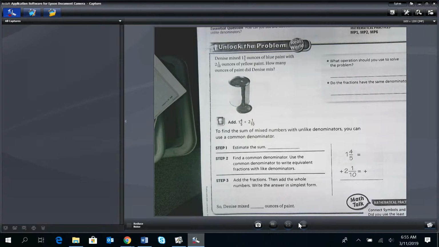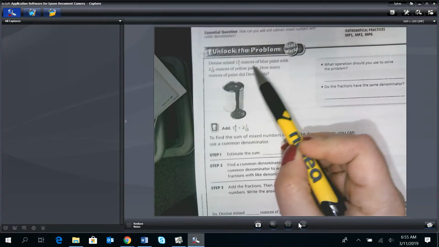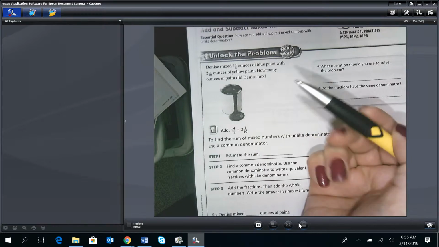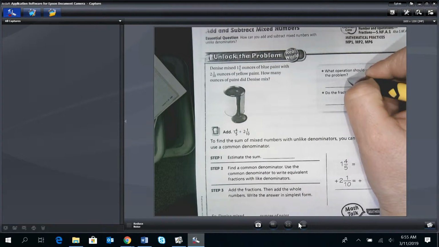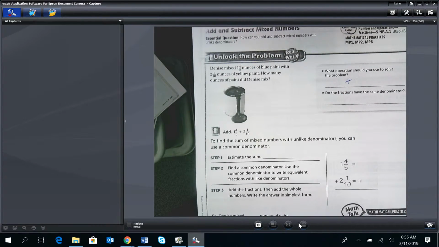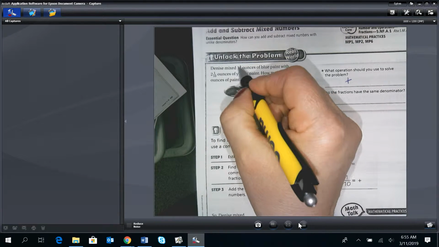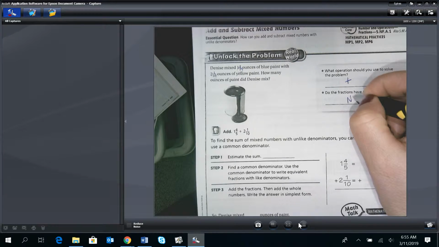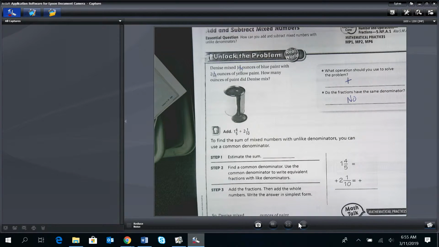What operation should we use to solve this? Well, if we're putting this with this, we're going to add. And do the fractions have the same common denominator? Well, when I look at them, no. So we have to find a common denominator.